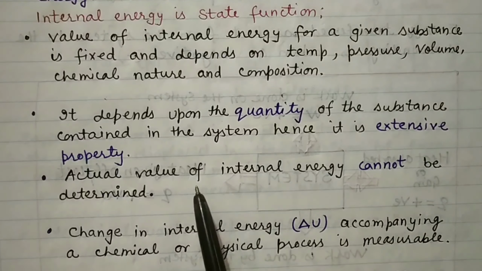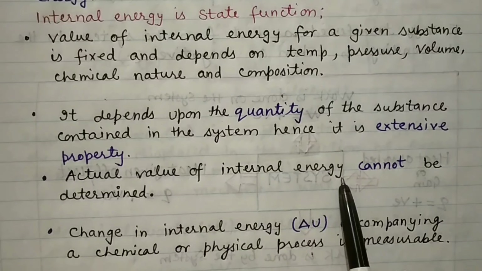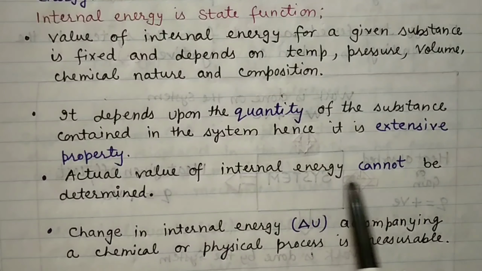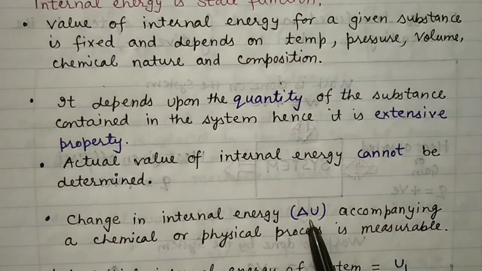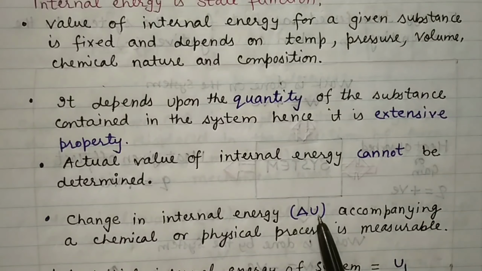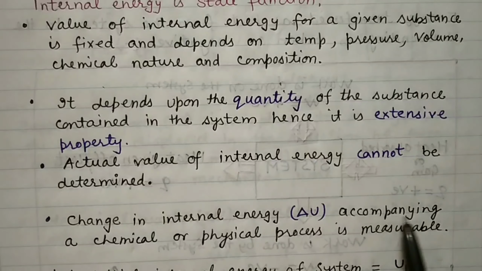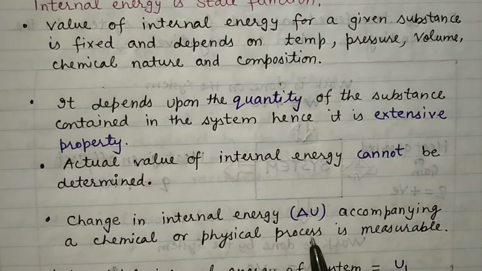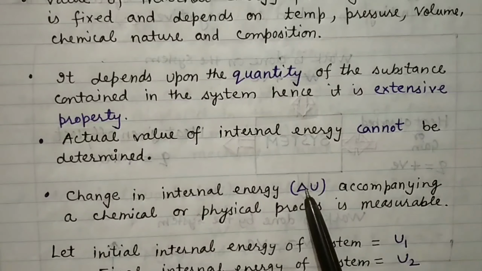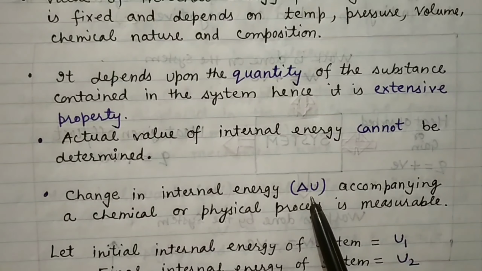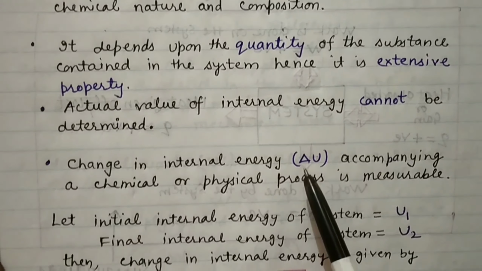We cannot determine the value of internal energy, meaning the actual value of internal energy cannot be determined. However, we can find out the change in internal energy. This delta represents the change in internal energy. The change in internal energy, that is delta U, accompanying a chemical or physical process is measurable. It means we can find out only the change and we cannot find out the internal energy alone, right? We can find out only the change in internal energy.